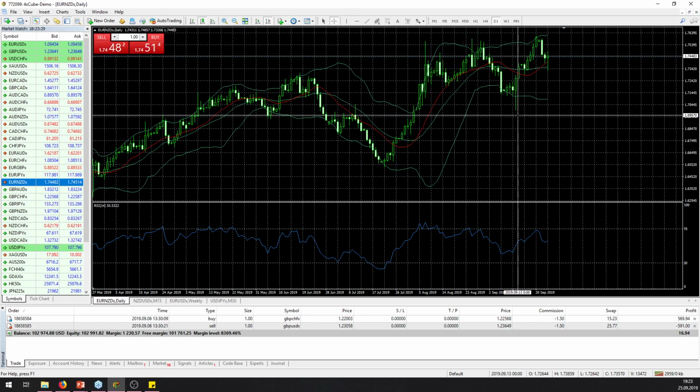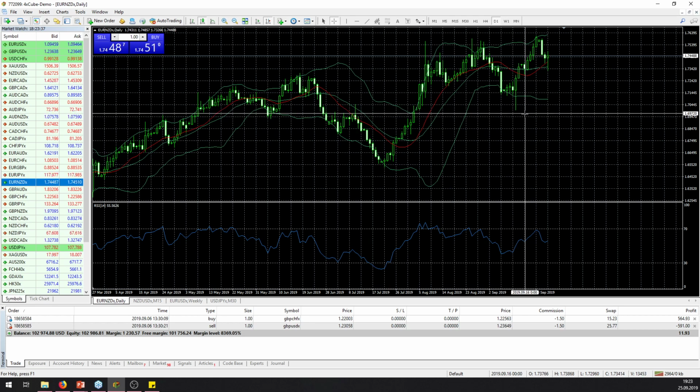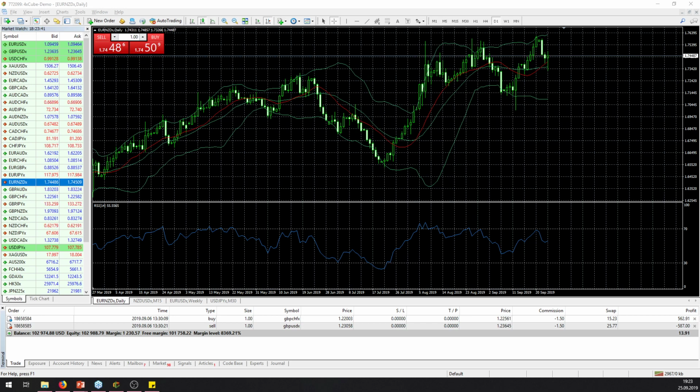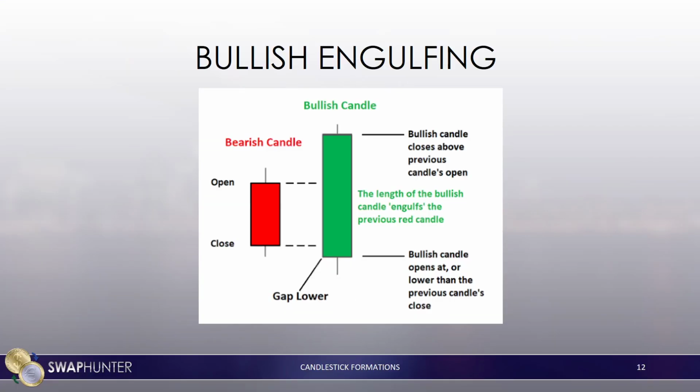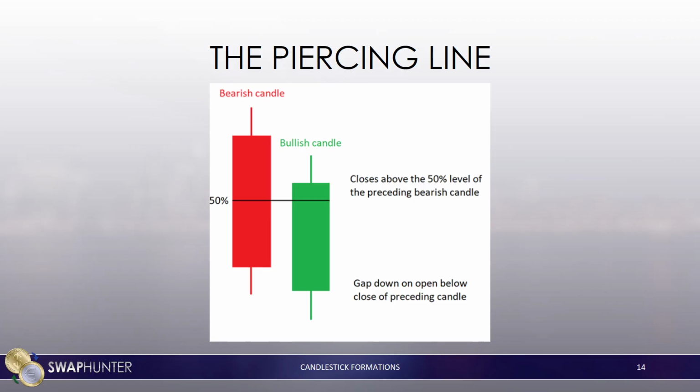Okay, so that's pretty much the bearish and the bullish engulfing pattern. Let's go back to our presentation now and move on to the next pattern, okay, which is called the piercing line.